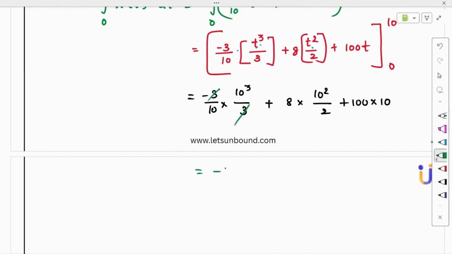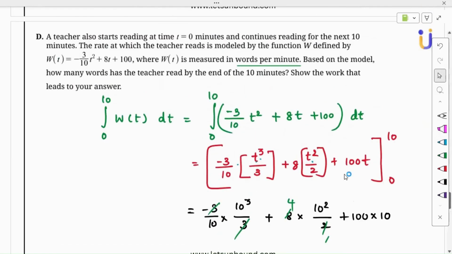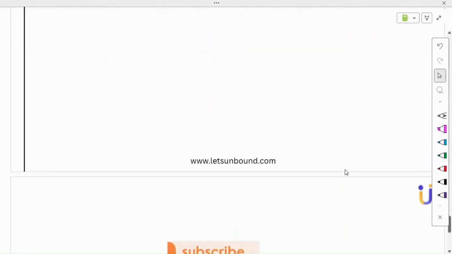10 cubed by 10 is minus 100. 1000 by 10. And here 1 times 2, 4 times. 4 times 100. 10 square is 100. So it's 400. 10 times 100, it's 1000. So 1400 minus 100, it's 1300. Simple addition works. This is exact, right? Not an approximate one. So 1300 words the teacher has read by the end of 10 minutes.